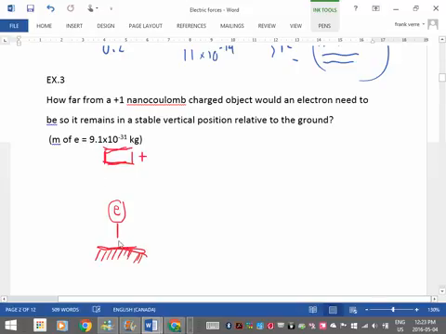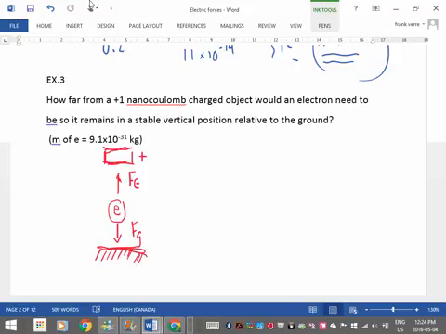So what does that tell us about this versus this? Now, here's the thing. If this is positively charged, the electron is going to be attracted to it, right? But the electron is also going to be attracted to the ground because of gravity. So what does it tell you about the electric force, and what does it tell you about the force due to gravity? If it's perfectly balanced, it must be what? Very good. Must be the same.